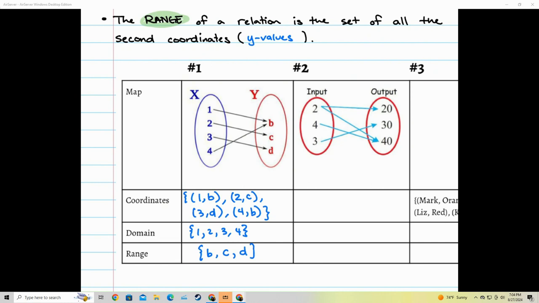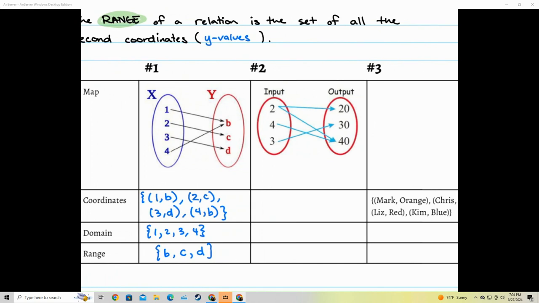All right, let's see if I can go a little bit faster on this second one. Here are my inputs. This is the first part of my coordinates. Here are my outputs. These are the second part of my coordinates. Let's see where these coordinates go. Actually, when I press the number 2, I get a 20.